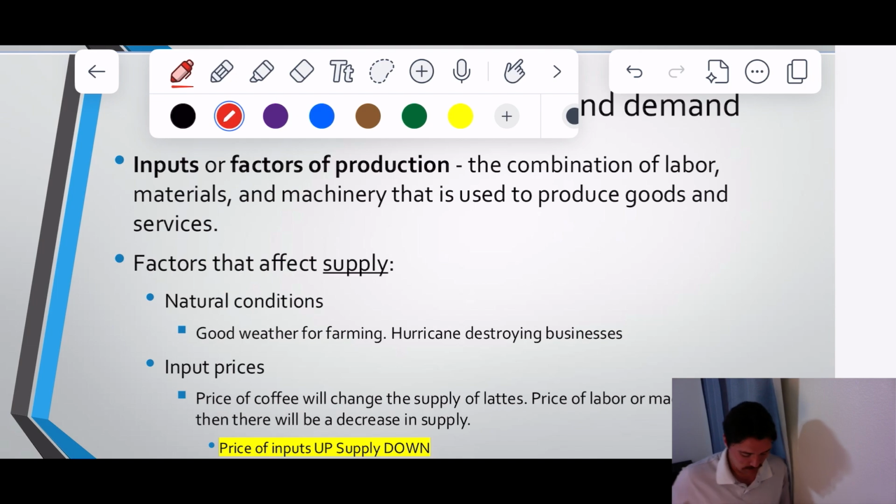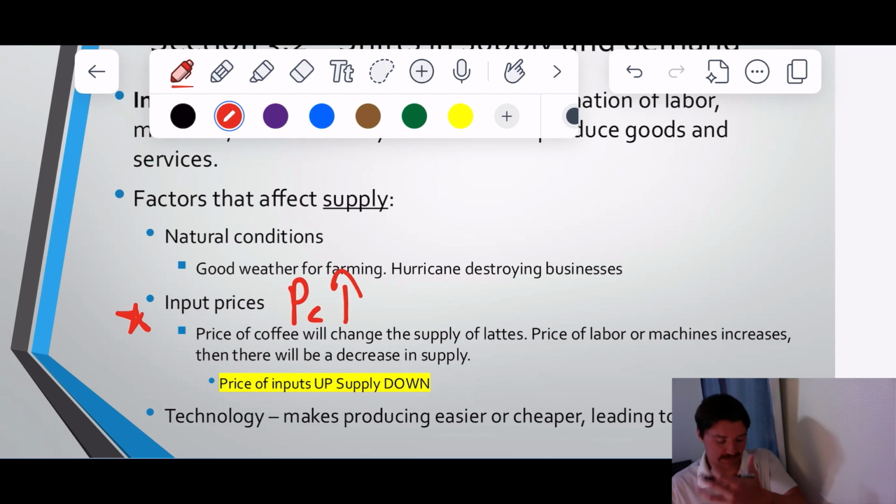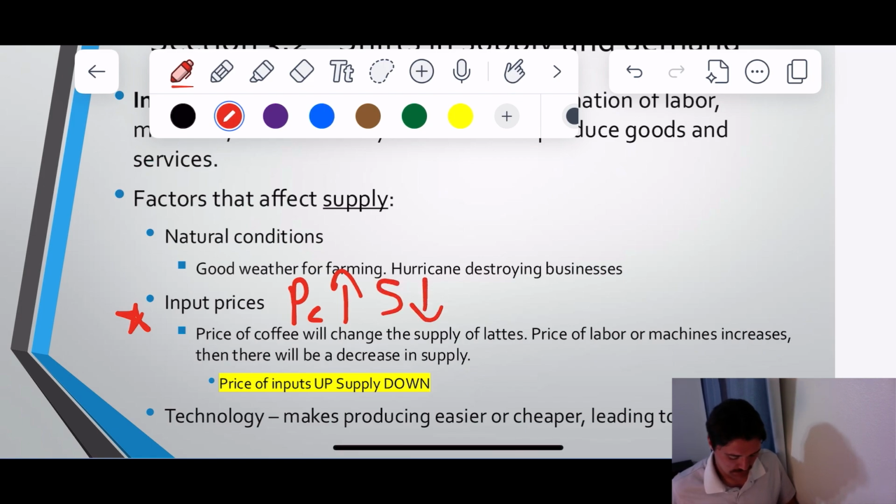Okay, so whenever we talk about input prices, the price of coffee, the actual coffee beans, will change the supply of lattes. Because the price of the coffee is higher, firms now have to buy less coffee because it's more expensive, and because they have less coffee, they have to make fewer lattes. So the supply of the lattes is now lower.